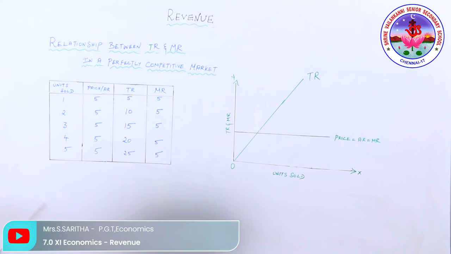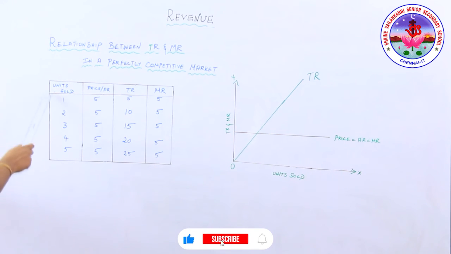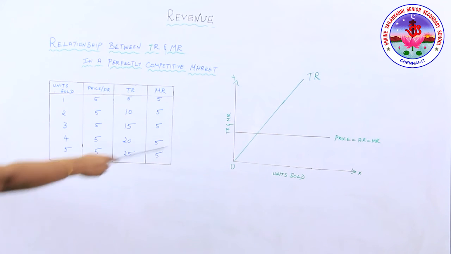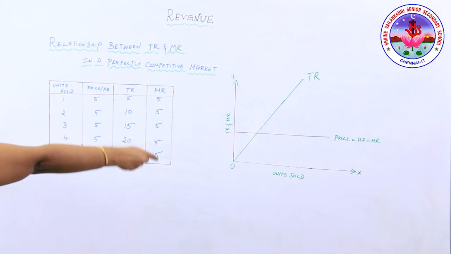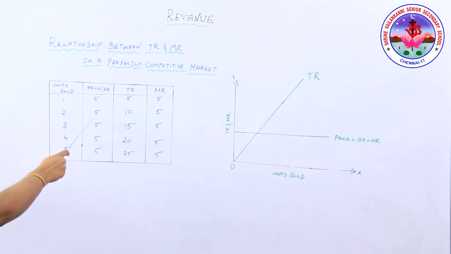Now let's start with the next one. Relationship between total revenue and marginal revenue in a perfectly competitive market. In the schedule, the first column denotes units sold. The second column is the price, that is your average revenue. The third one is total revenue, and the fourth column is the marginal revenue. When price remains constant, the firm can sell any quantity of output because the price is fixed by the market. So the MR curve and AR curve are a horizontal straight line parallel to the x-axis. Since MR remains constant, TR also increases at a constant rate.